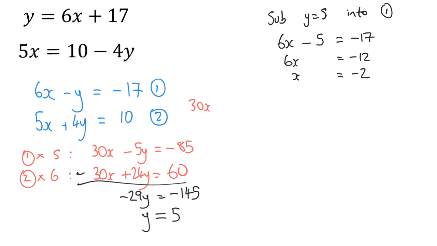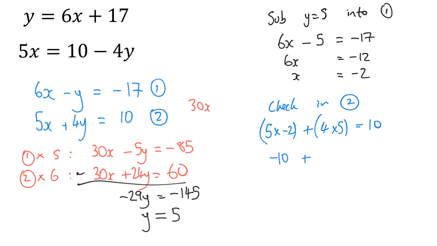So it looks like we've got a good solution, but we need to do a check. So we'll check in equation 2. We've got 5x plus 4y, so that's 5 times minus 2 plus 4 times 5, and we want that to equal 10. So 5 times minus 2 is minus 10. 4 times 5 is 20. So minus 10 add 20 does in fact add up to 10. So that's good. So our solutions then are x equals minus 2 and y equals 5.